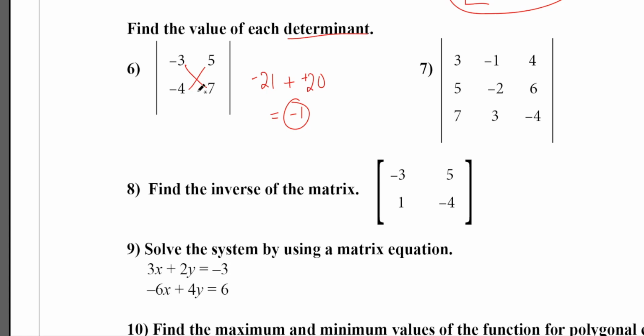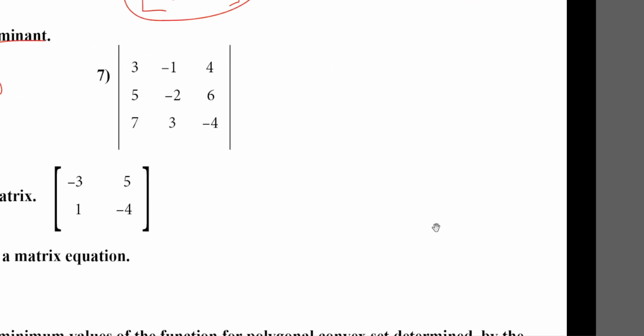All right, you got to be able to do that little determinant, 2 by 2, to be able to do a 3 by 3. 3 by 3 is a little bit involved. All right, so hopefully you got that little determinant.